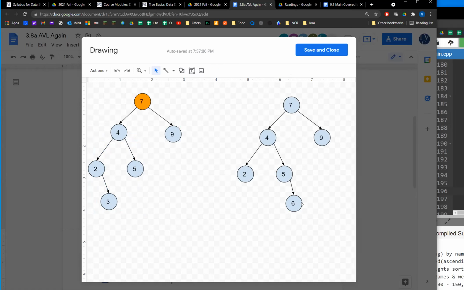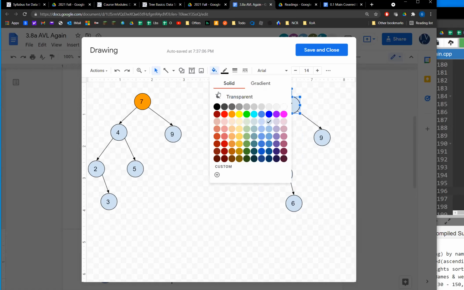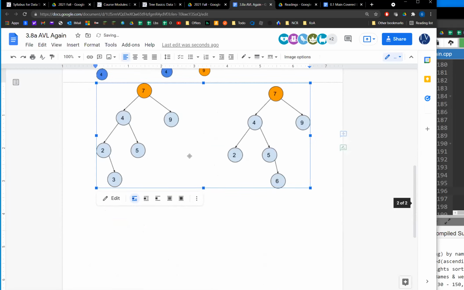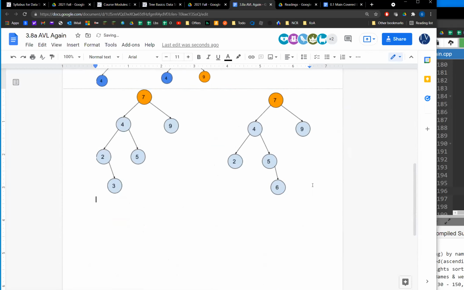All right, and then we'll have the same situation here if we were to add 6 instead. 5, 6 trees happy. 4, 5, 6 trees happy. Right, just a mirror situation at that level, but then 7 says 3 levels on the left, 1 on the right. That's too great of a difference. So we're going to have to do an update.